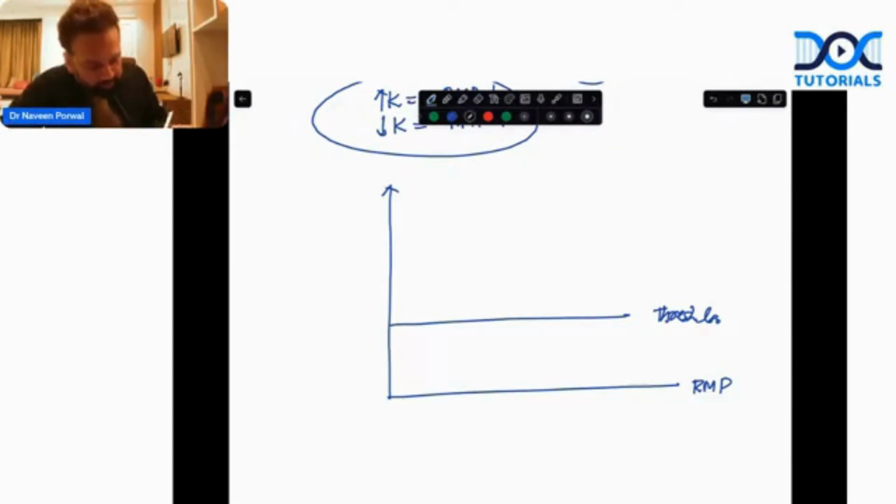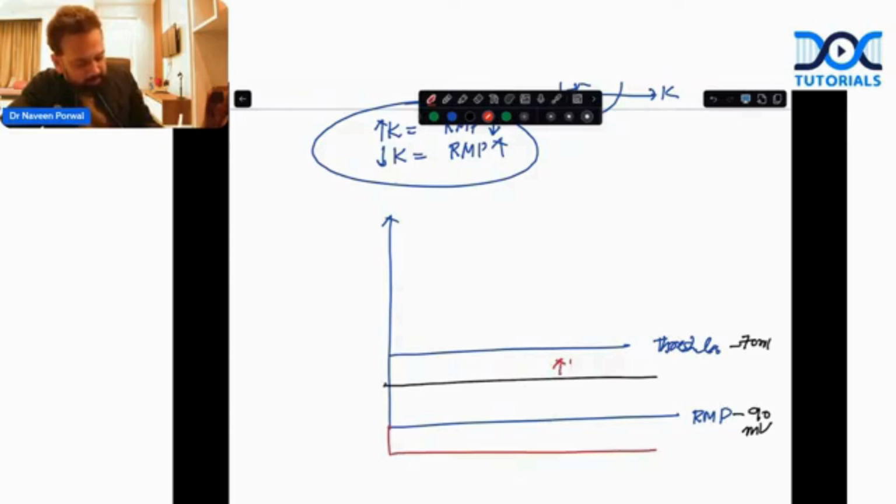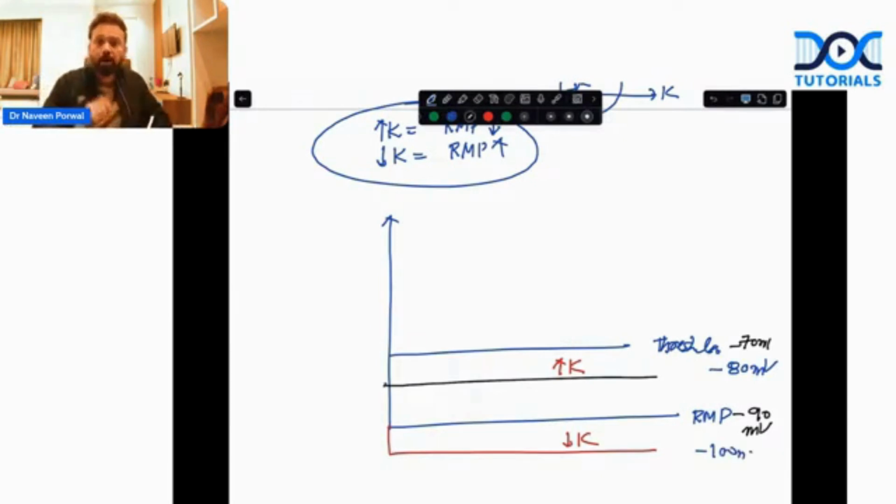So in hyperkalemia, what will happen? Suppose RMP is minus 90 millivolt and threshold is minus 70 millivolt. In hyperkalemia, RMP will decrease. In hypokalemia, RMP will increase. Suppose in hyperkalemia, RMP becomes minus 80 millivolt. In hypokalemia, it becomes minus 100 millivolt. So hyper and hypo both are dangerous. Both can stop the heart.